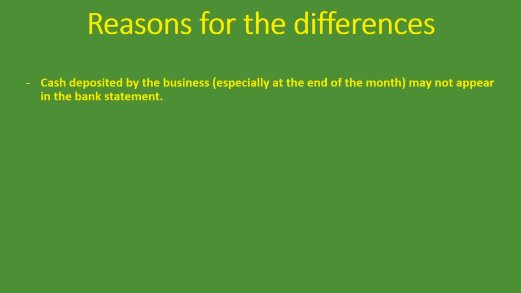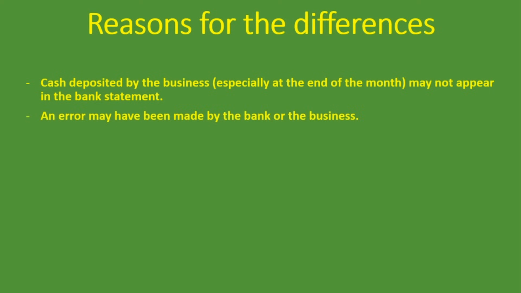Cash deposited by the business, especially at the end of the month, may not appear in the bank statement. So remember, you would receive the bank statement at the end of the month, and you would see that if you deposited the money on the 31st of the month, for instance, it would not appear on the bank statement because you deposited it just before the bank statement came out. So that is why that would be different from what you have in your books. When you deposit that money, you'd have recorded it in your books, but it may not appear in the bank statement because you may have deposited it late. So that's one of the reasons for the differences.